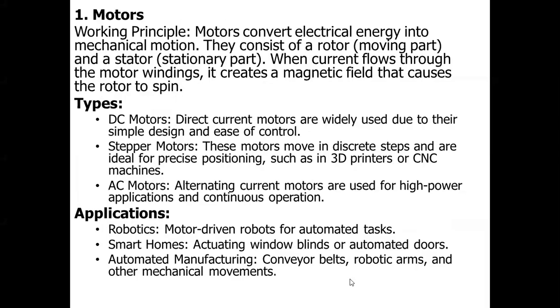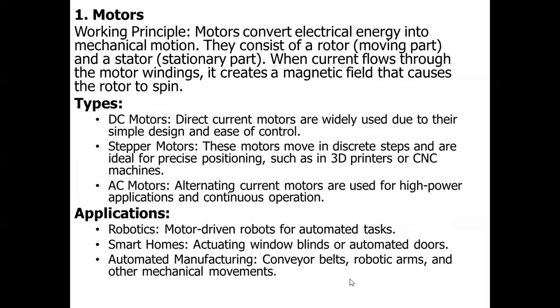First we will see about the first type, motors. In actuators, the first type is the motor. A motor converts electrical energy into mechanical motion. Like we have studied in electrical engineering, there are two parts, rotor and stator. The stator is a stationary part, the rotor is a moving part. When current flows through the motor windings, it creates a magnetic flux. Then the rotor is able to spin.